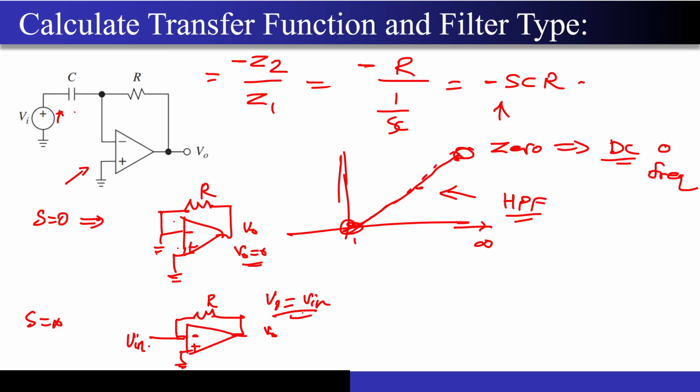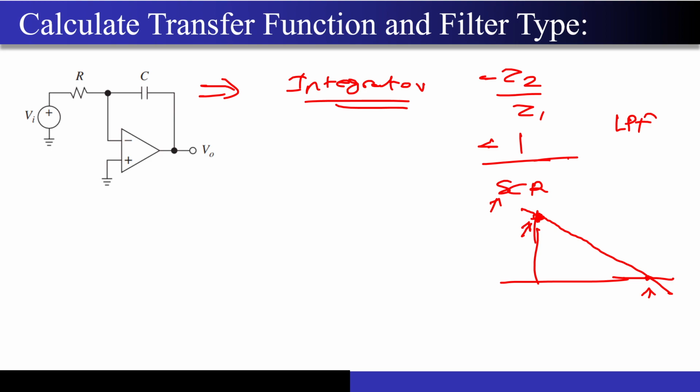And you can see from here that at S equal to 0 you got Vout to be 0, and at S equal to infinity you are getting some finite output, right? So what does this mean? This circuit is now acting like a high pass filter. Now let's try to look into the next circuit over here.